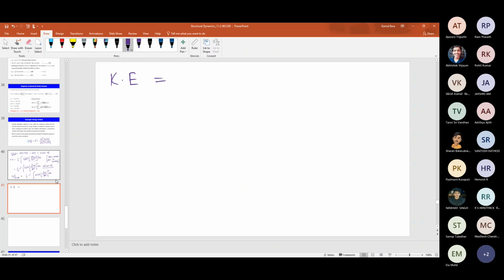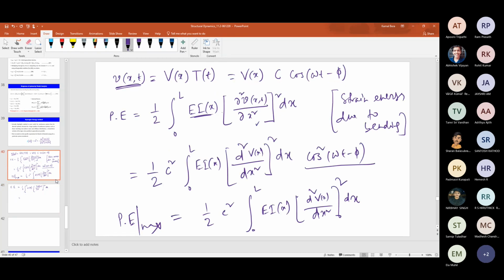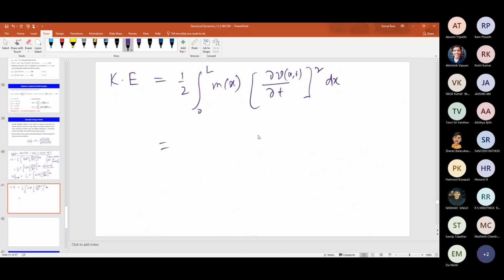Similarly, now we'll find out the kinetic energy of the system. Kinetic energy will be in a similar manner: half m v squared, right? So half the mass per unit length m(x), and the velocity, that is the partial derivative of v(x,t) with respect to t, squared, into dx over the domain. Now substitute v here, that is v(x) C cosine(omega t minus p), and tell me what the expression is.